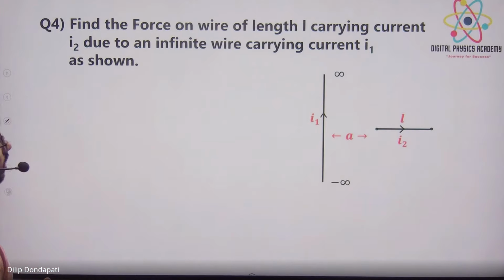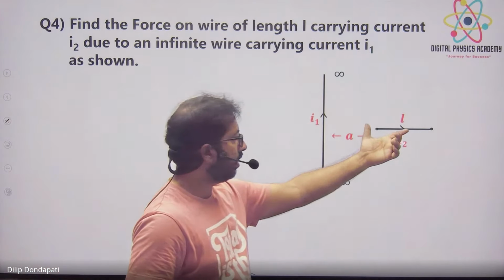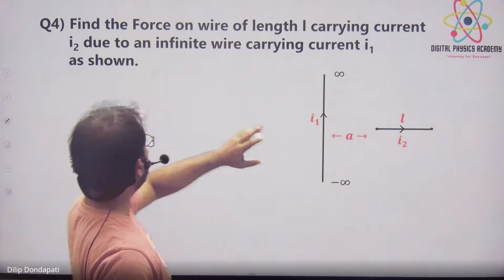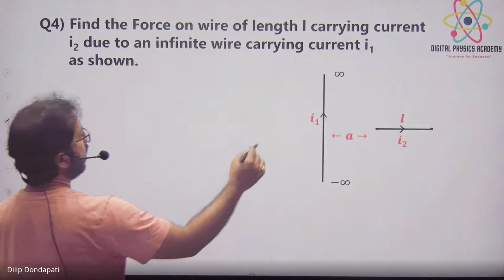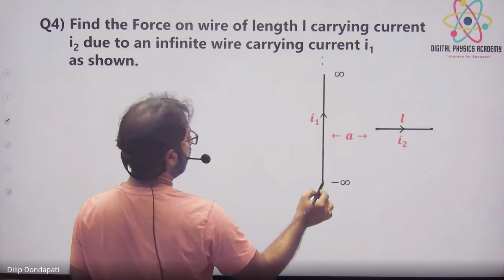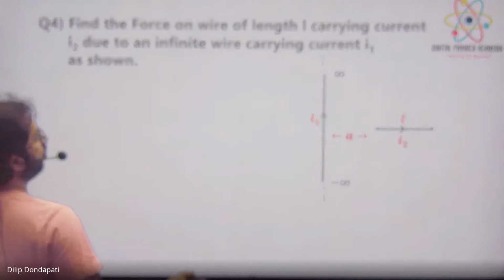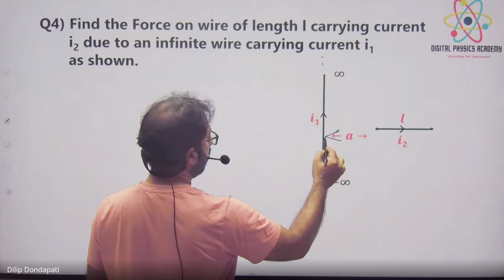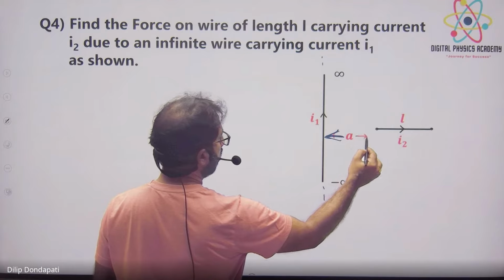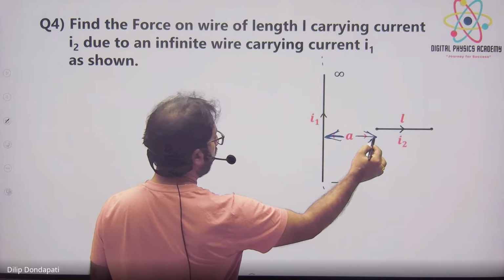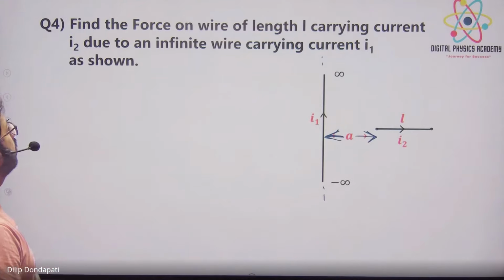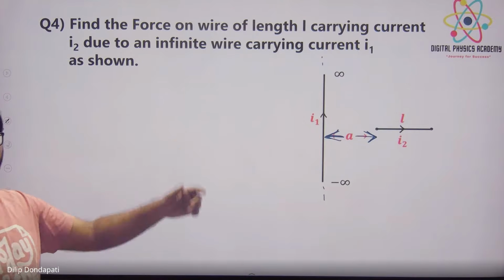Find the force on a length L wire. In this length L wire, current I2 is flowing, placed near an infinite current carrying wire at a distance a away. Find the force on the wire.